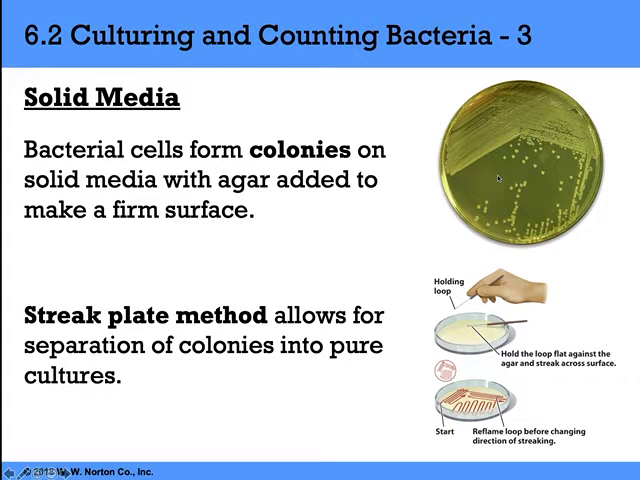And the reason for that then is that you can then take those colonies, you can pick them with something like a sterile toothpick or other sterile implement, and then you can grow that in a liquid culture or on another plate, and then you'll have a pure culture of that particular organism, okay, whatever it happens to be. So the streak plate method lets you do separation of colonies into pure culture, okay? So let's take a look at how a streak plate is done.